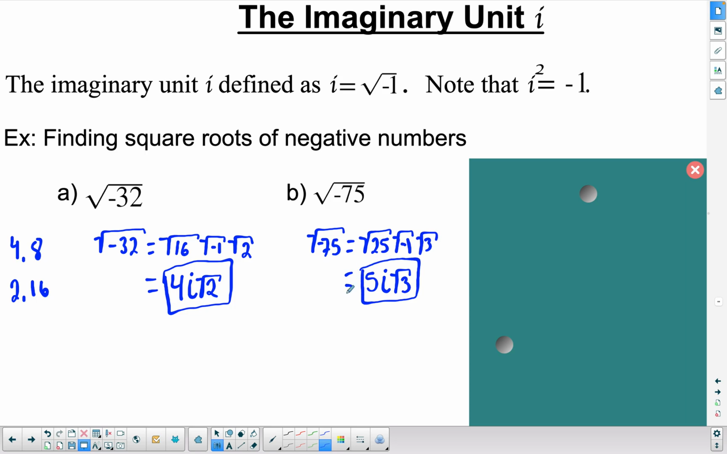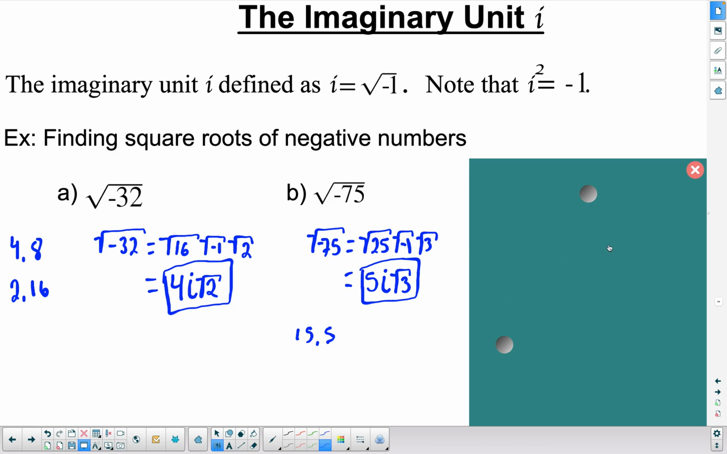Now, what if you were thinking about 15 and 5? That also gives us 75, which you're correct. But we don't know the square root of 15, and we don't know the square root of 5. That's why 25 and 3 is the best choice, or in this case, the way to go.